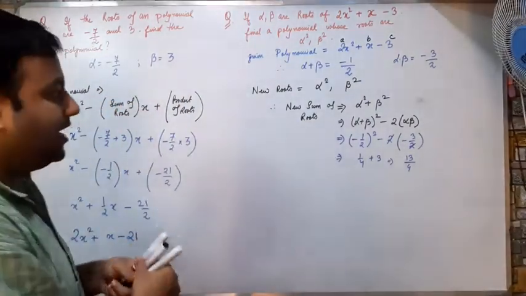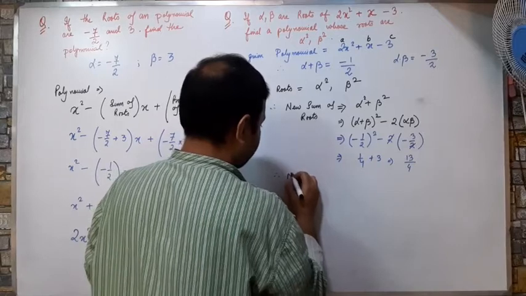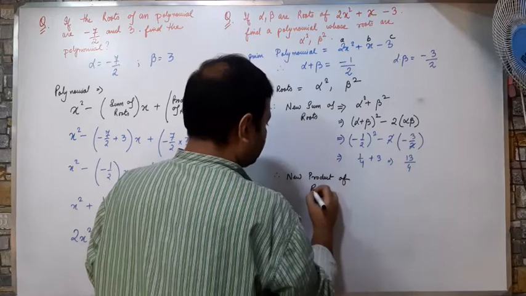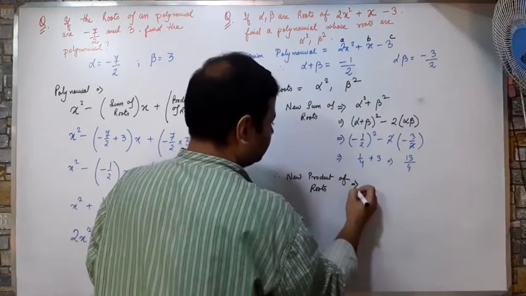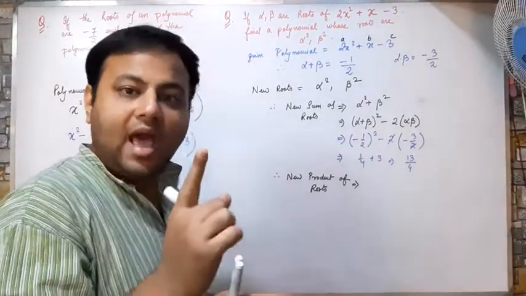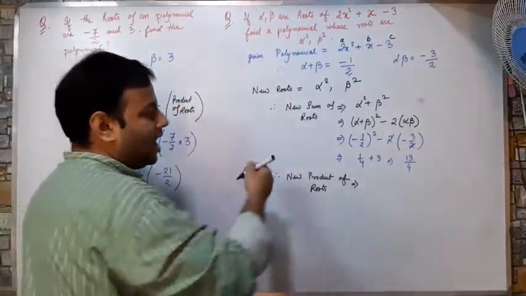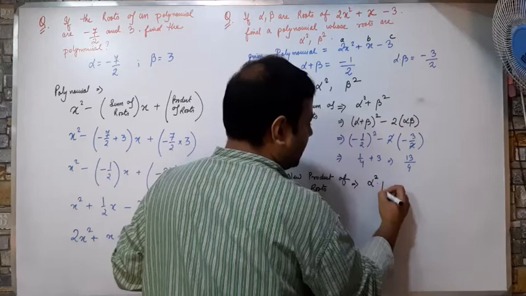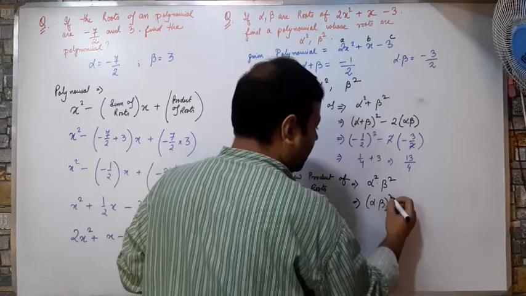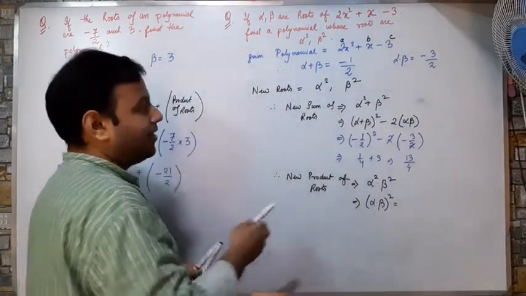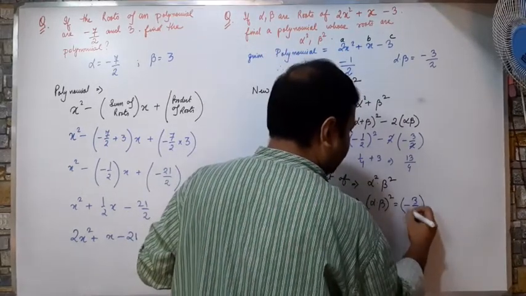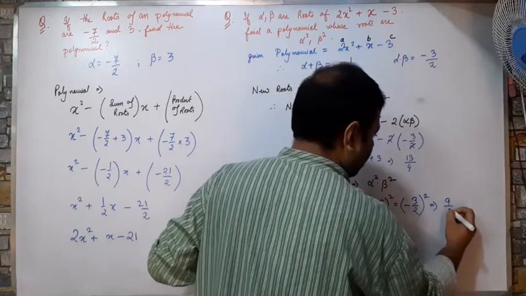Then I have to find the new product of roots. Why a new product? Because to find a polynomial I have to find the sum of roots and product of roots. So the new sum is found, now find the new product. What is the new product? Alpha square into beta square, that will be equal to alpha into beta whole square. Correct? So alpha into beta we have already got. What is minus 3 by 2? That will be equal to minus 3 by 2 whole square, that is 9 by 4.